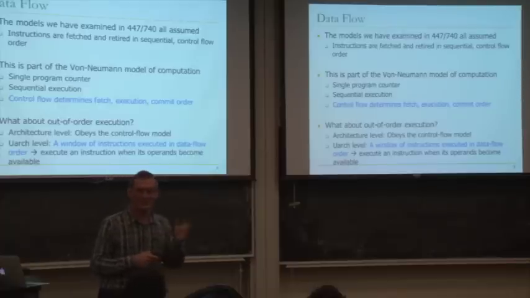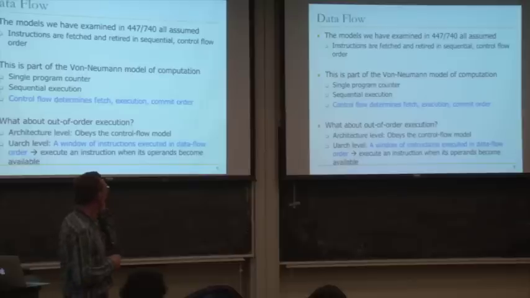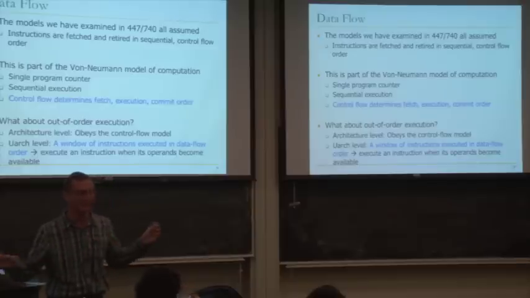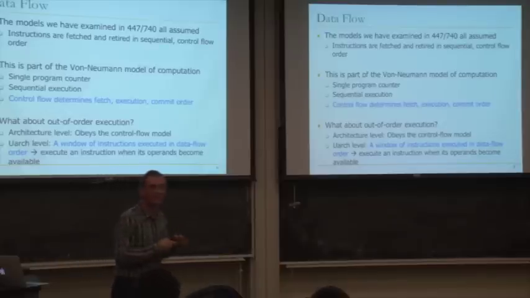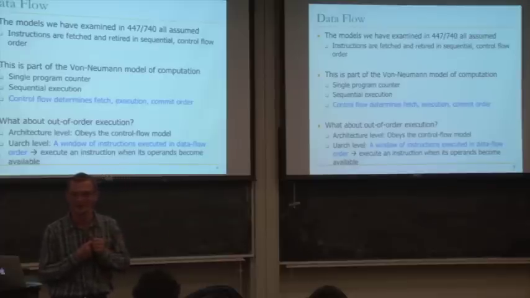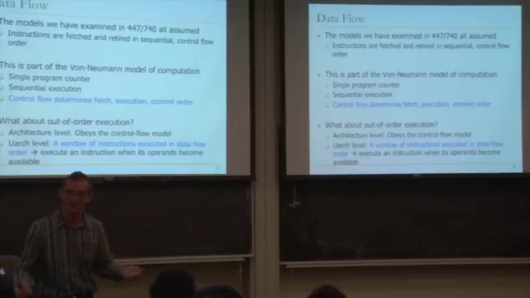I have introduced the concepts of data flow in 740 and 447, if you guys remember. But most of the models we've examined in these courses all assume that instructions are fetched and retired in sequential control flow order. Right? This is part of the von Neumann model of computation. In fact, it's the soul of the von Neumann model of computation. Right? It's a single program counter, sequential execution, and control flow determines the fetch order and the retirement order.